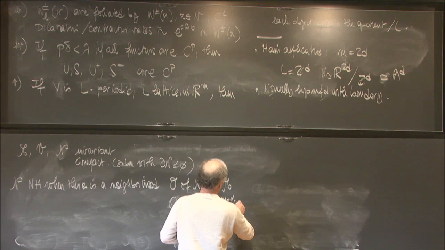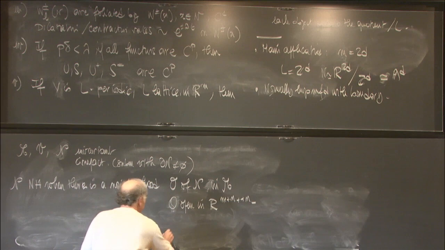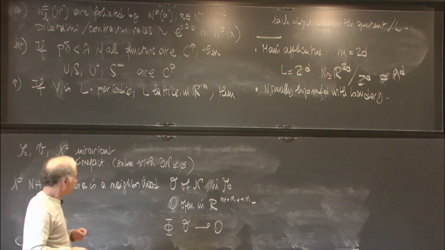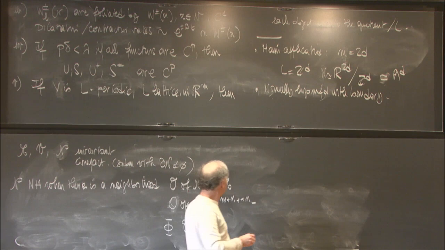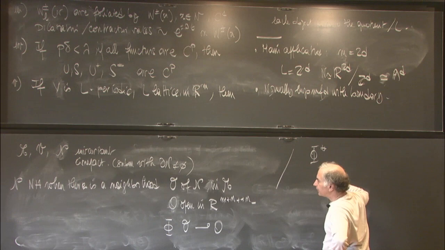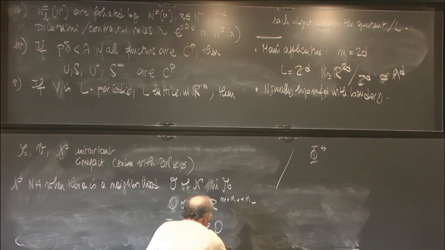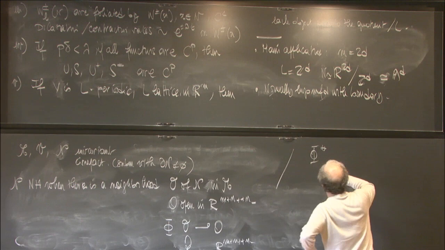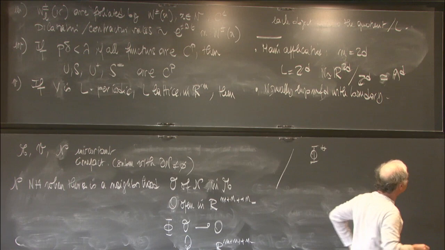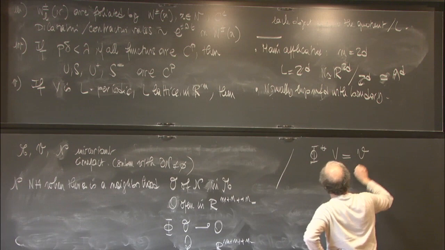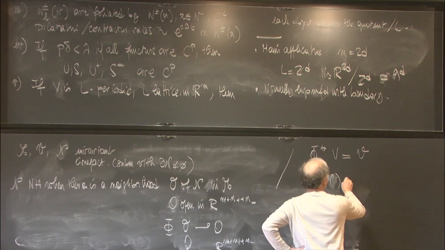M plus N plus plus N minus, a diffeomorphism phi. The regularity depends on the problem. From O to O, such that phi is from M to R, M plus N plus plus N minus. There is a system like this, like V here, such that the pullback of V is V, and N is sent by phi into the manifold N here.